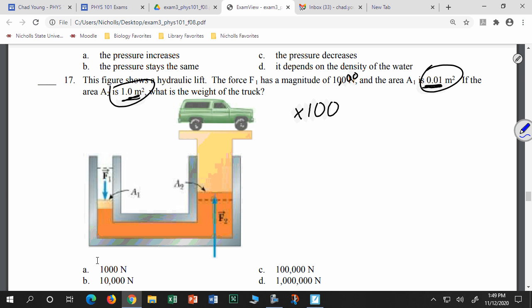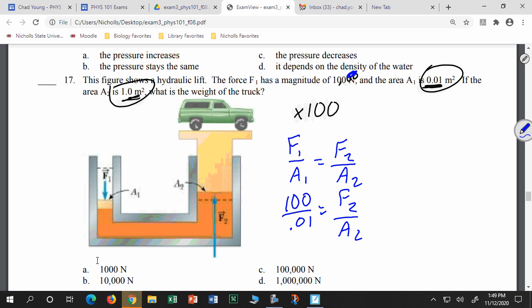Yeah, 10,000. But if you're unclear about that, just say F1 over A1 equals F2 over A2. That's going to be 100 divided by 0.01 equals F2 over A2. You'll have one or two questions about that. Well, you have one question where you have to calculate it. Other questions are about the principle.